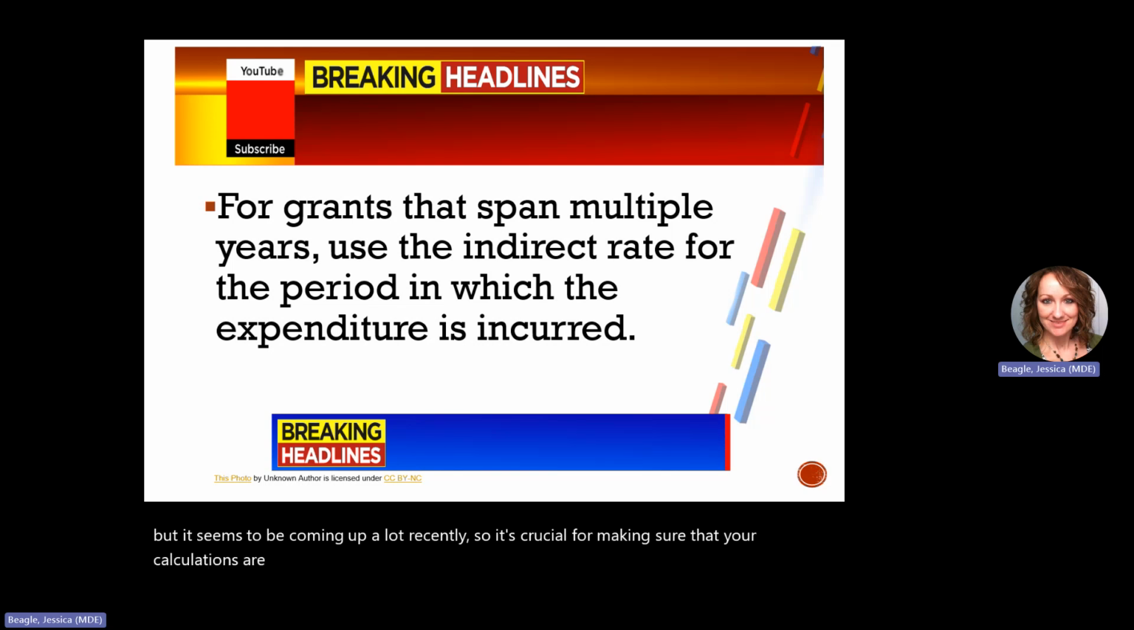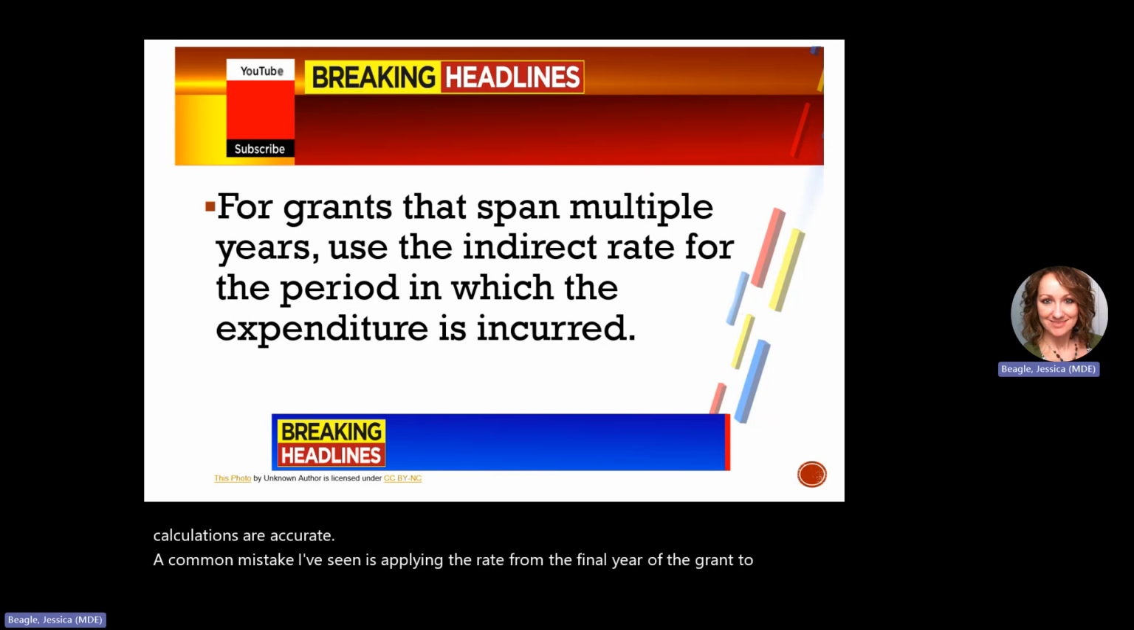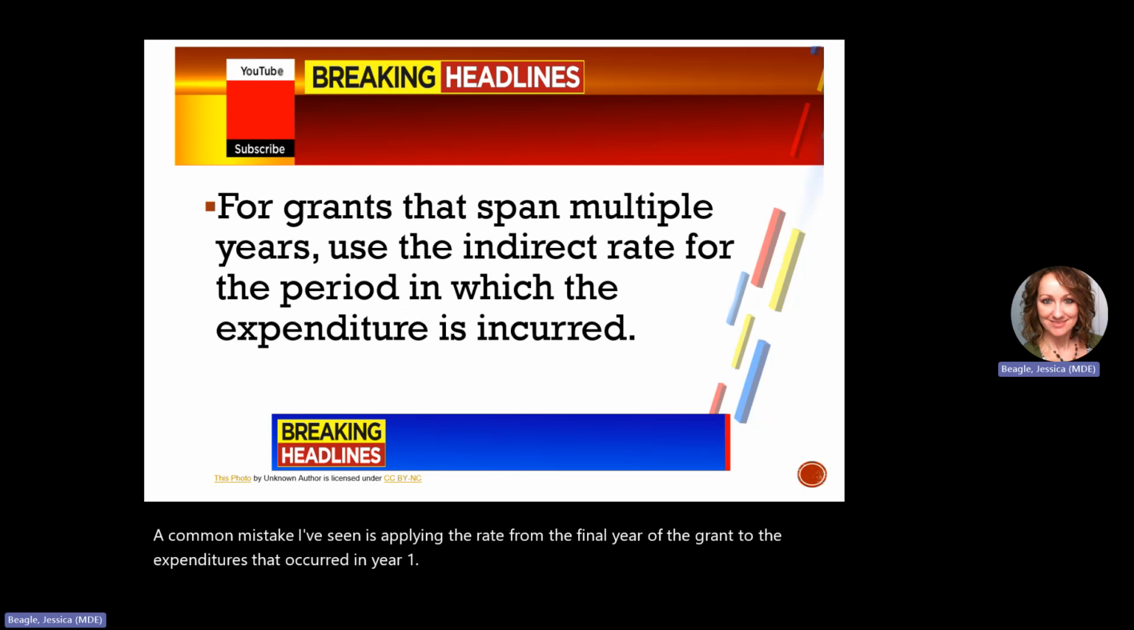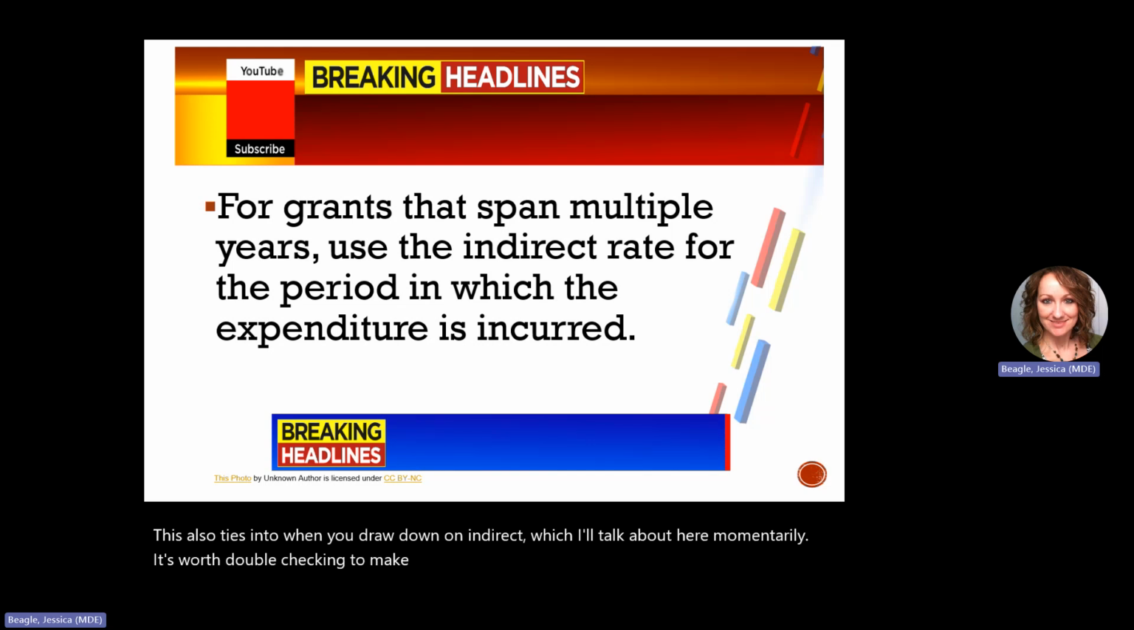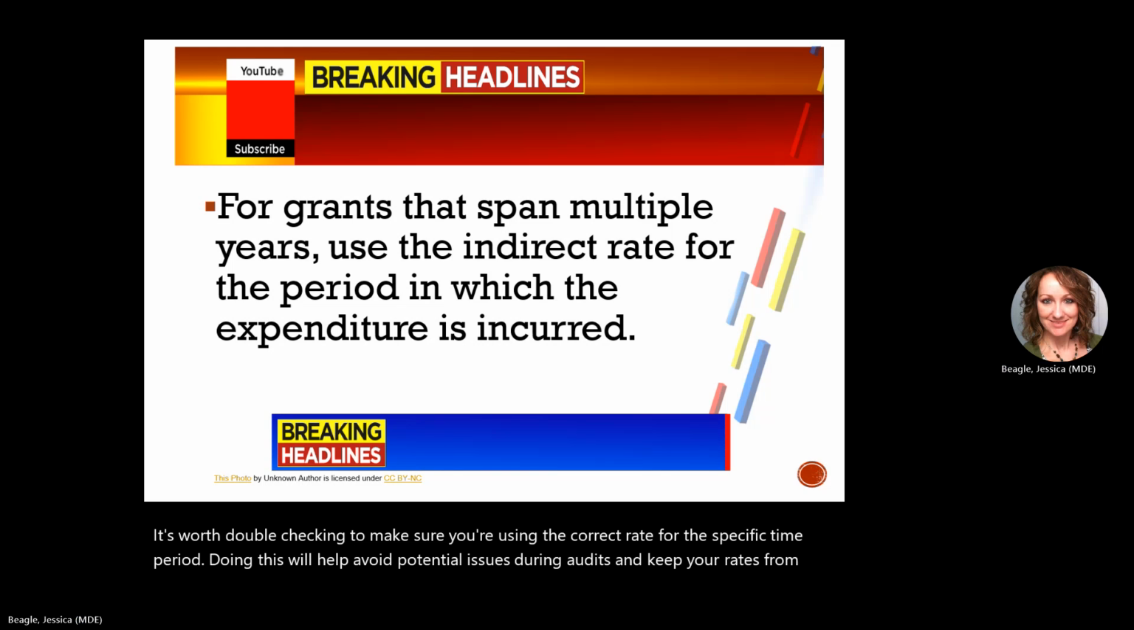A common mistake I've seen is applying the rate from the final year of the grant to the expenditures that occurred in year 1. This also ties into when you draw down on indirect, which I'll talk about here momentarily. It's worth double checking to make sure you're using the correct rate for the specific time period. Doing this will help avoid potential issues during audits and keep your rates from significant fluctuations.